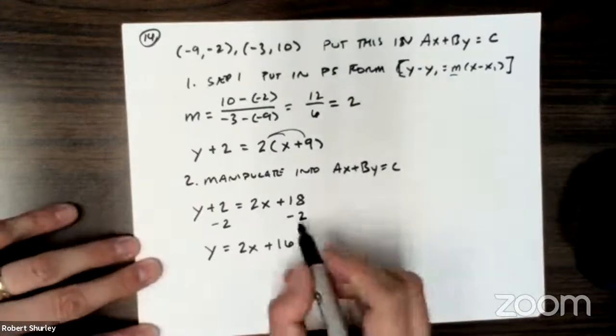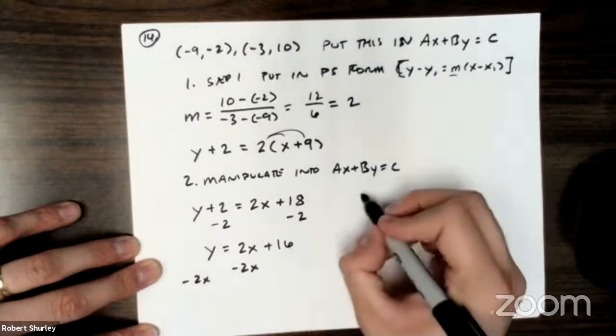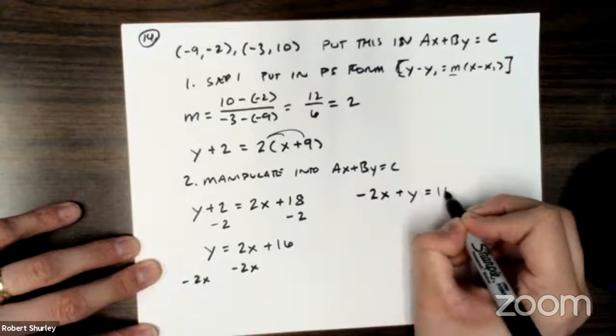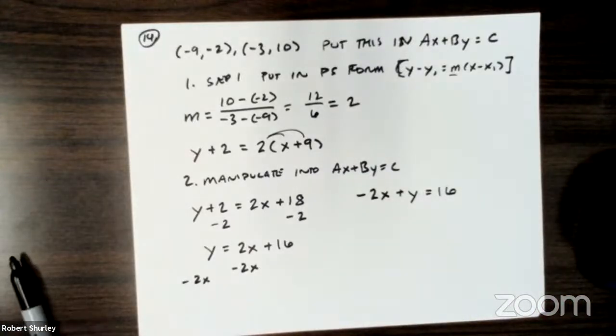Yeah, standard form. So I'm going to move the 2x over. So we wind up with negative 2x plus y equals 16. Okay, negative 2x plus y equals 16.